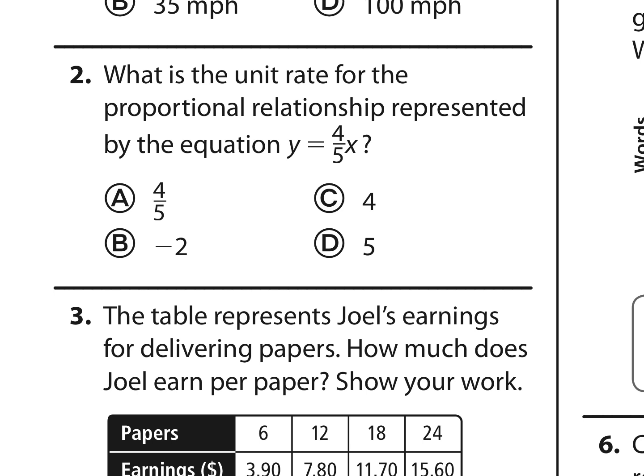So we're going to look at problem number 2. What is the unit rate, which we just said was m, for the proportional relationship represented by this equation? Well, this equation is in the form of y = m times x. And so we're just replacing m with 4/5. That is the slope. Answer choice A.